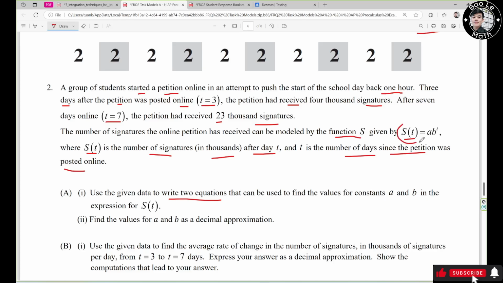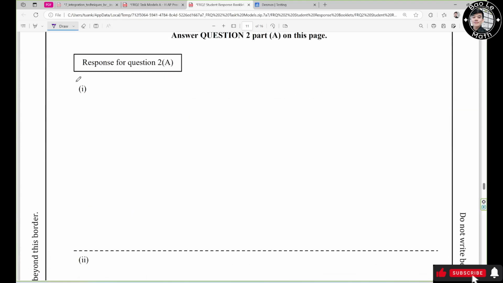Alright, so we have the function s of t equals a times b to the t. And you have two ordered pairs. The first one, t equals 3, is 4,000 signatures. t equals 7 is 23,000 signatures. Now the unit is 1,000, so you just use 4 and 23 only. So the first ordered pair is (3, 4), and the second one is (7, 23), right? And the equation right here is s of t equals a times b to the power of t.